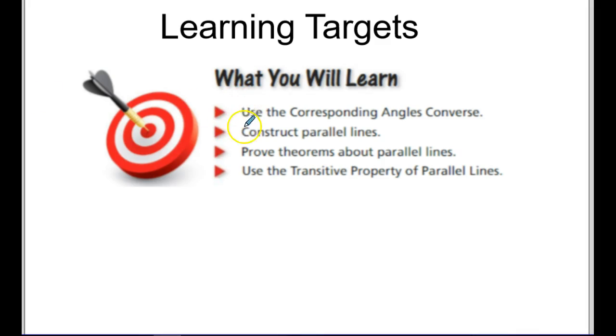First, we used the corresponding angles converse. We figured out how to construct parallel lines. Make sure that you can do this. If you need to borrow a compass or a ruler, just come see me. Then we proved some theorems about parallel lines, and we were able to use a two-column proof and a paragraph proof. Here's where you can use whatever kind of proof you like. And then we looked at the transitive property of parallel lines. Now that we've worked on these learning targets, go ahead and work on your homework for this section.